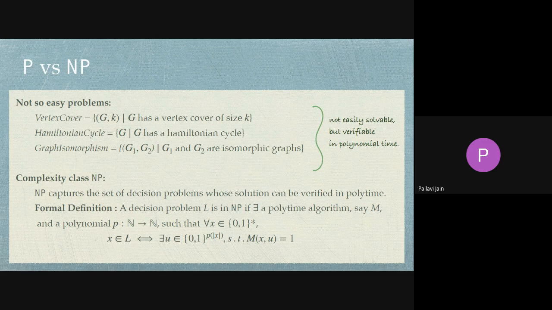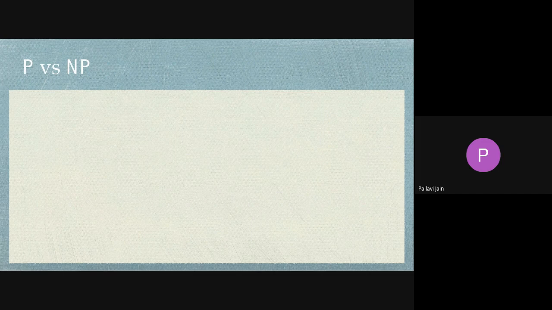I mean, there is a section of the community which also feels that this notion of non-determinism is not necessary. I think even those who propose it believe that this definition suffices. So we'll not get into the non-determinism. We'll just work with this definition. So we have this class called NP, and we do not know whether P is equal to NP. The famous question, P versus NP.